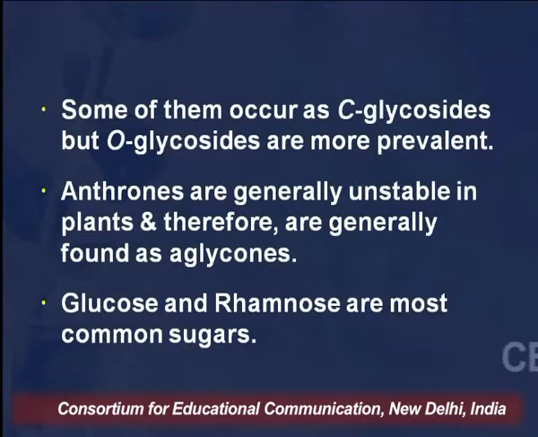Now, amongst the various categories of anthraquinones, anthrones are highly unstable, and in plants they generally occur in the aglycone form because their glycosides easily undergo hydrolysis. Amongst the different sugar molecules attached to these moieties, glucose and rhamnose are the most common sugars you will find attached to these anthraquinone aglycone moieties.